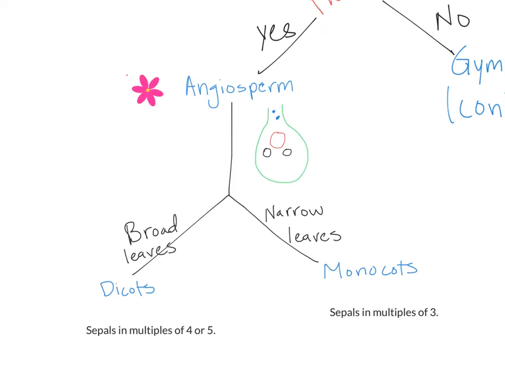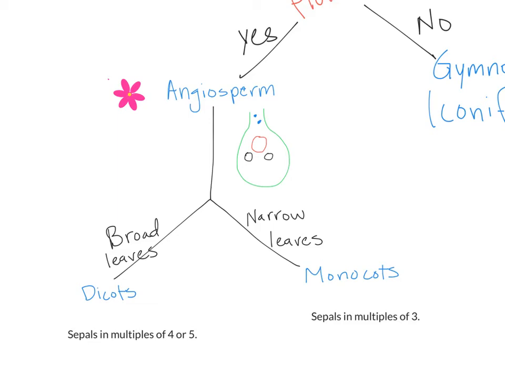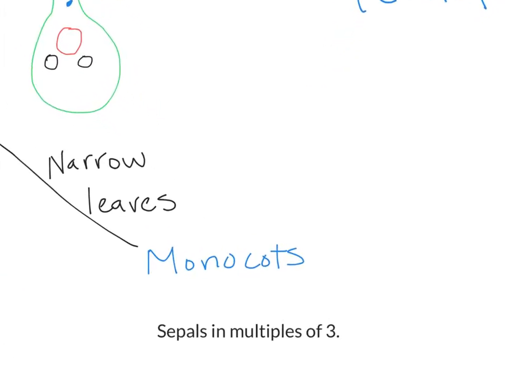If the angiosperm has narrow leaves, it's a monocot. If it has broad leaves, it's a dicot. So you've probably heard these terms before. They can be kind of confusing, but there's a couple different things you need to know about each of them. And once you understand those things, the terms aren't that confusing anymore.